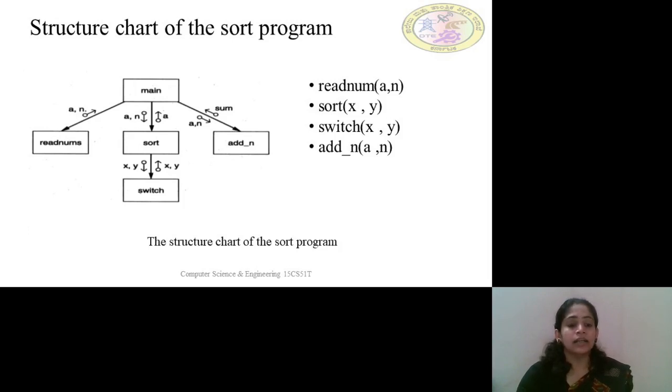The main intention of the sort program is to sort the given numbers. In order to sort, we make use of different modules: the read num module and the sort module. Sort in turn calls a switch module, and we also make use of the add numbers module. It shows how the entire program is divided into different modules, and how all the results are sent back to the main. The arrow marks show how the data flows, how the input is considered, and how the output is stored in the main function.